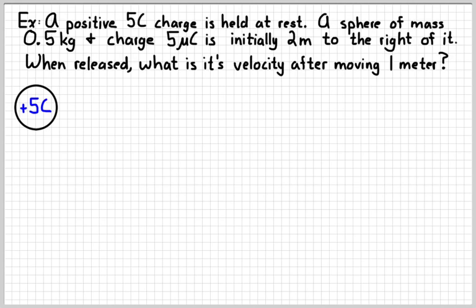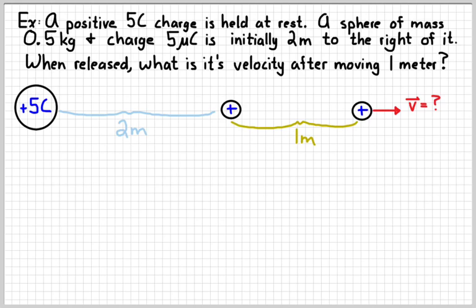So there's the big plus 5 coulomb charge. There's the other charge. When we let it go, since positives repel, it's going to move to the right. We're looking for how fast it's going after it's moved 1 meter, and its initial separation was 2 meters. So we go from 2 meters to 3 meters.